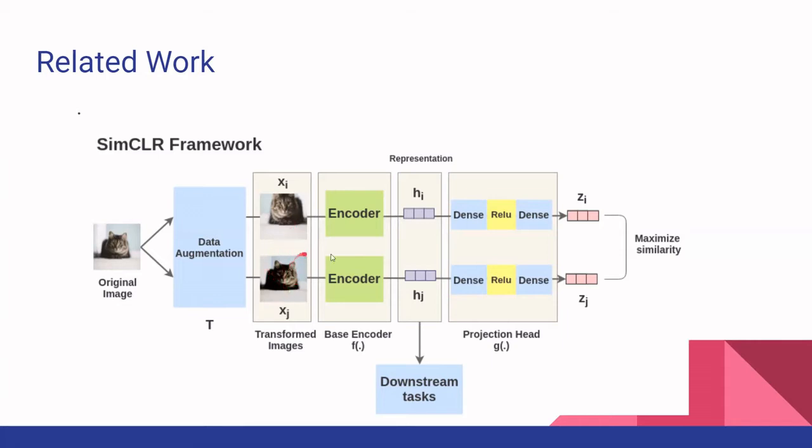Each of these transformed images is sent to an encoder to produce high-level vectors. And each of these high-level vectors is further sent to a projection head. This projection head consists of two dense layers and a ReLU activation function to produce two vectors that are conducive to optimizing contrastive loss. And then the contrastive loss function attempts to maximize the similarity between these two vectors. After training is complete, the projection head is discarded, and these final high-level feature vectors are then sent down to a downstream task. In this case, for this paper, the downstream task is image classification.